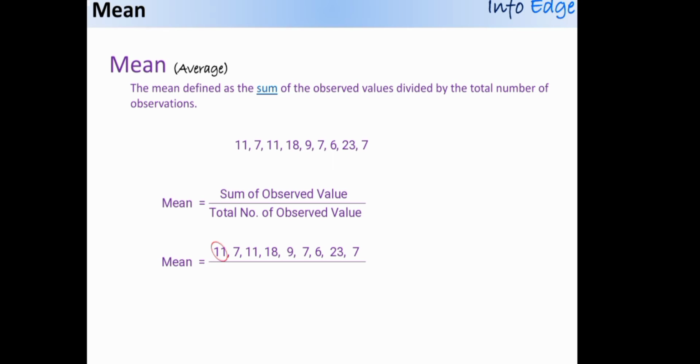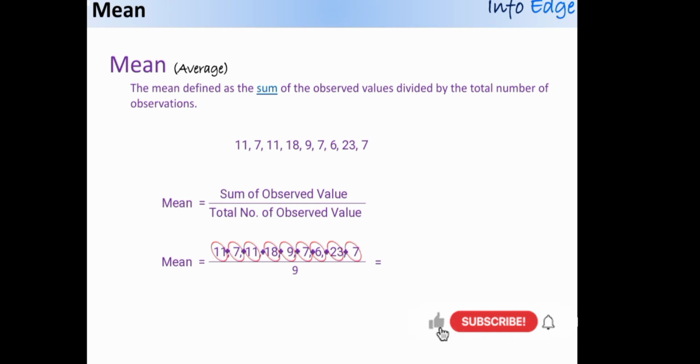Let's see: 1, 2, 3, 4, 5, 6, 7, 8 and 9. So the total number of observed values is 9. So we have to put 9 under the division.